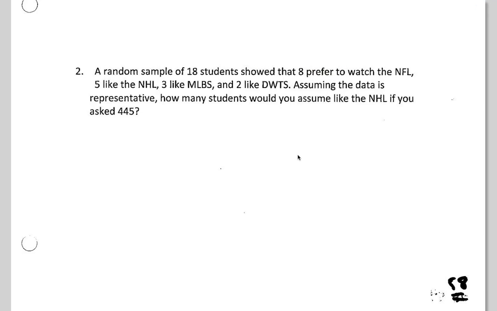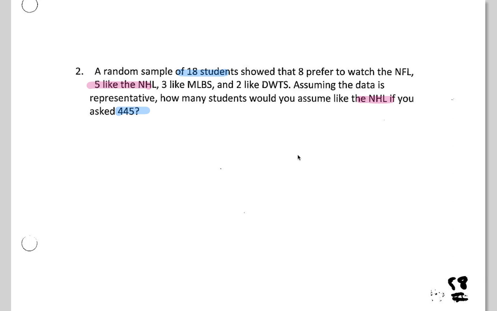Let's look at number two here. A random sample of 18 students showed that 8 prefer to watch the NFL, 5 NHL, 3 MLB, and 2, that's Dancing with the Stars. Assuming the data is representative, meaning proportional, how many students would you assume like these? So here comes what we're comparing here. The NHL out of 445, if 5 liked it out of 18.